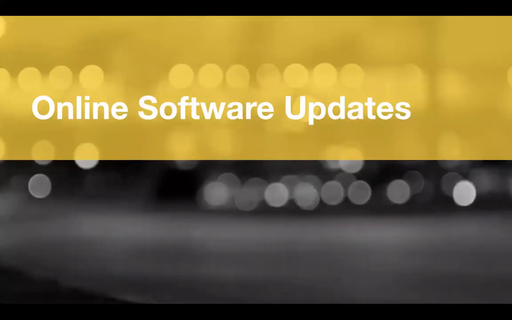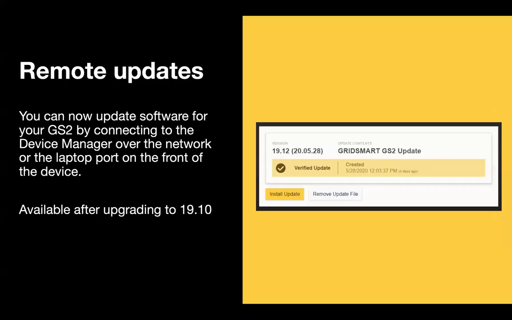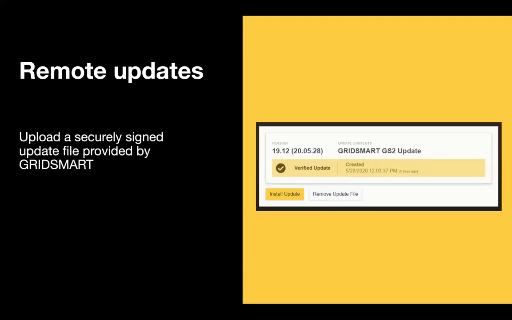Something else that's not brand new, but that we've spent a fair amount of time trying to refine and make a little more transparent, is the software updates. You can now update software for your GS2 by connecting to the device manager over the network with a laptop port on the front of your device. This is available after upgrading to 1910. We had a feature in 19.3 that allowed you to do this update, but we felt it wasn't transparent enough, and wanted to make it easier for users to see what was happening during a software update process.